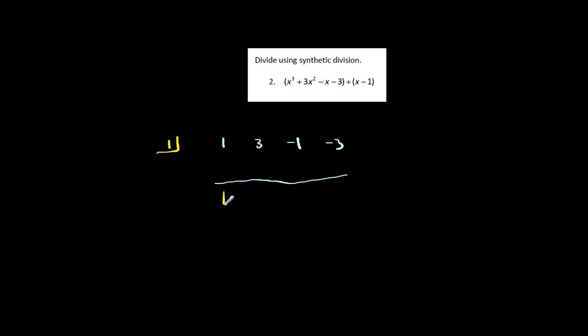So 1 drop down, multiply, add down. 1 times 4 is 4. Add down, you get 3. 1 times 3 is 3. Add down, you get 0. That's your remainder. That's your constant. That's your x. That's your x squared. So your answer is going to be 1x squared plus 4x plus 3.